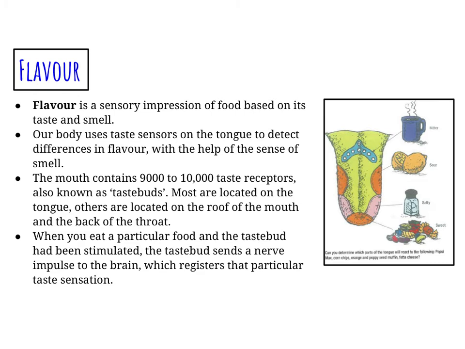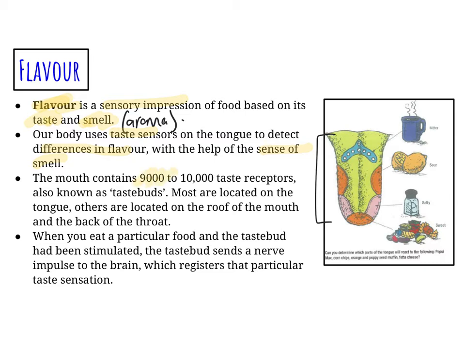We're now going to have a look at flavour. So flavour is one of the senses that we experience whenever we are eating foods. And it's a sensory impression of food that is based on a combination of taste and aroma or smell. So we did watch a documentary in class looking at flavour and the different taste buds that do exist. Now, it's important to note that our body uses taste sensors on the tongue to detect differences in flavour with the help of the sense of smell. So flavour only comes about when we combine taste and aroma or smell.